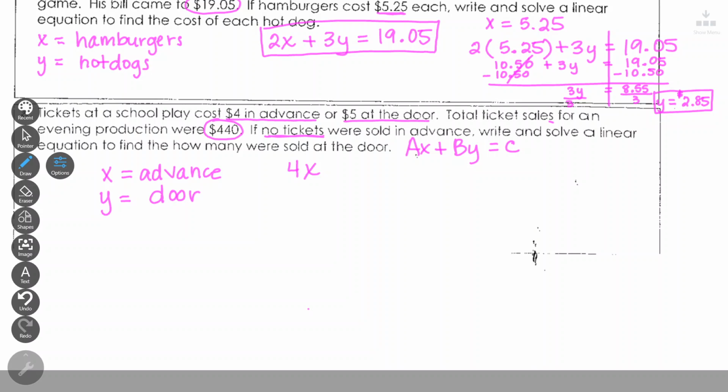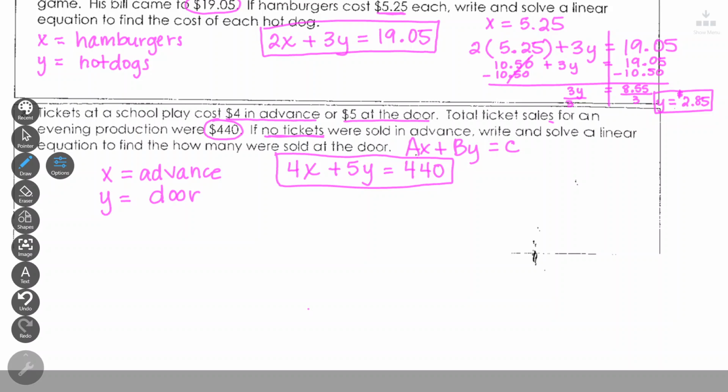So the A is the $4, because that's how much an advance ticket was. And the B is going to be $5, because that's how much they're sold at the door. And so that would be 5Y. And how much did they make? They made $440. So that's our equation.